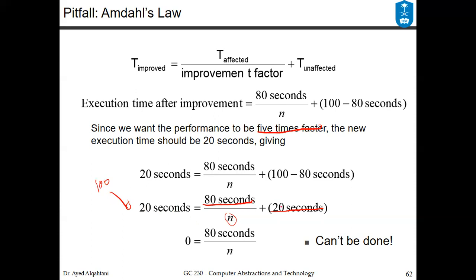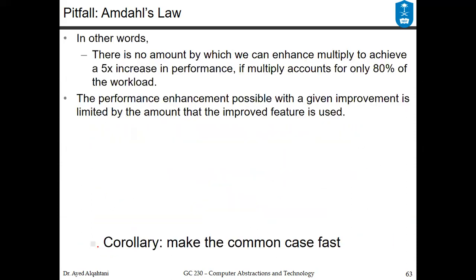Now, to find the n, you can take the 20 to the other side, you will get 0. So, if you want to find n, then n is equal to 80 divided by 0. And mathematically, it cannot be done. So it's actually wishful thinking. In other words, there is no amount by which we can enhance the multiply to achieve 5 times increase in performance if the multiply accounts for only 80% of the workload. So that's the pitfall. The performance enhancement possible with a given improvement is limited by the amount that the improvement feature is used.